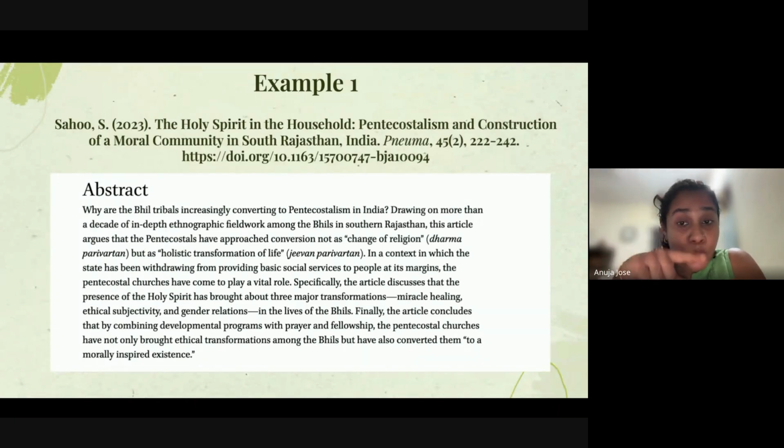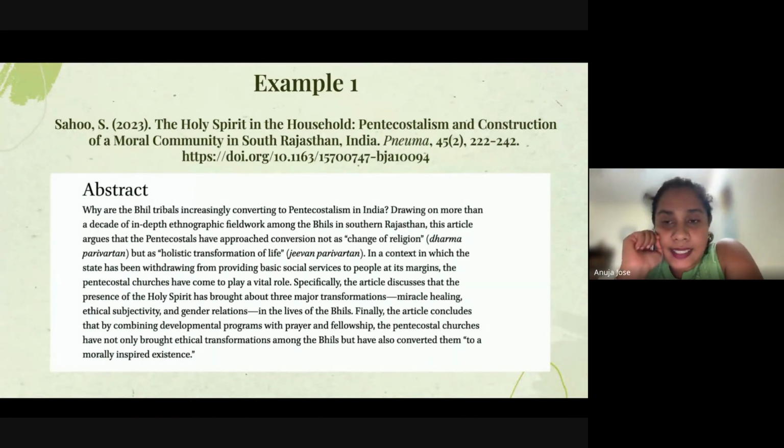And that is something that I told you you're supposed to write in your book. The first page of your book should have these 3 questions. So in a way, if you have the answers to those 3 questions, the 3 components, ready in your book, you can definitely finish off the abstract in probably 10-15 minutes, right? Now in this, you will see the first question. Why are the Bhil tribals increasingly converting to Pentecostalism in India? That is the research question that this author had when he started off with his research. Why are they converting to this particular religion? That was the question that he had in his mind.